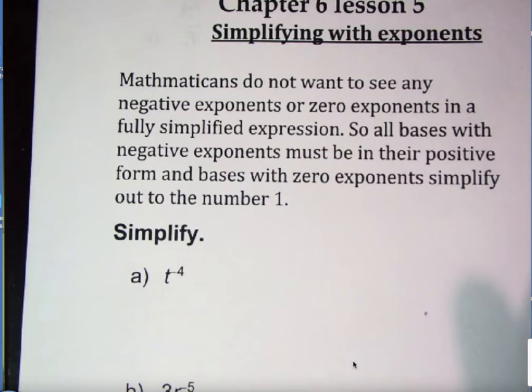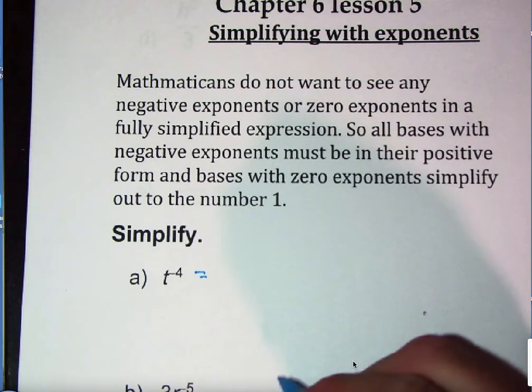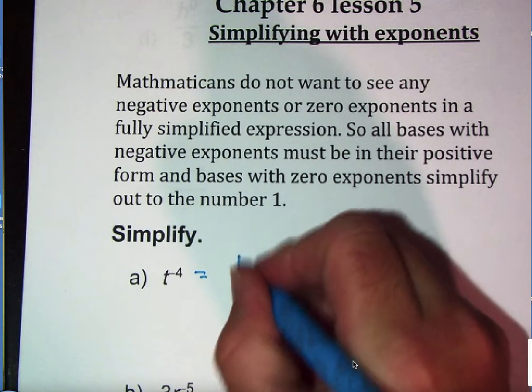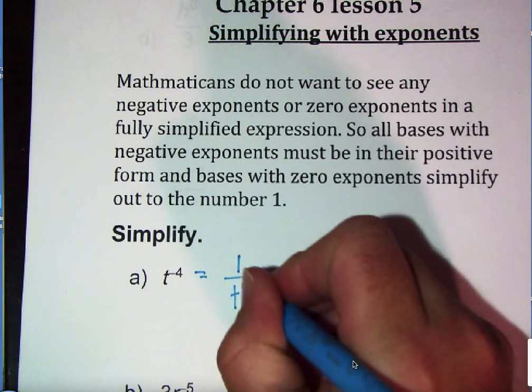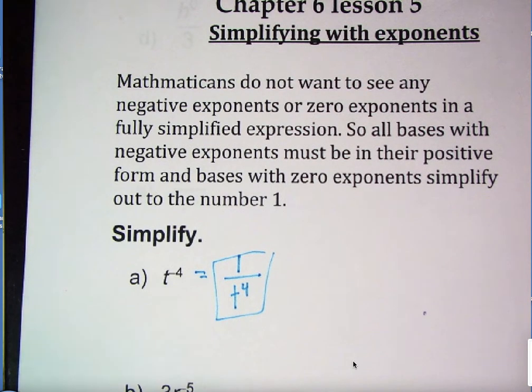So for A, start off easy. T to the negative 4th, not simplified. Well, that's the same as 1 over t to the positive 4. And I know it doesn't feel more simplified, but it is because we can do some math with it.